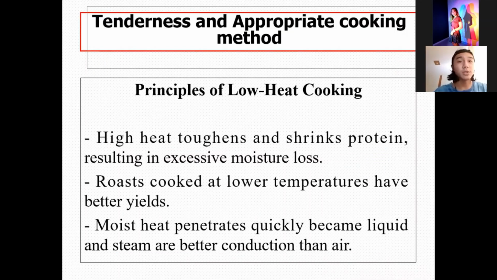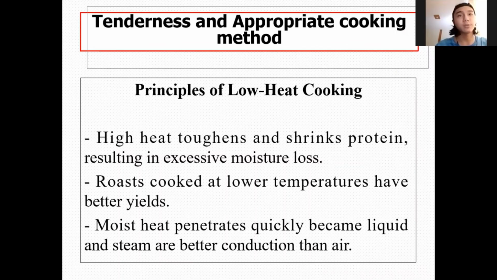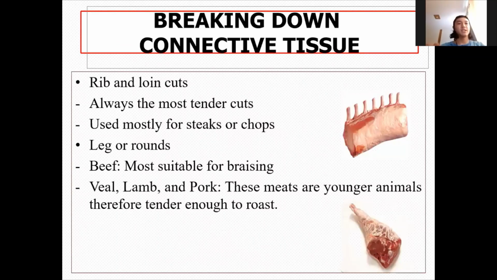Principles of low heat cooking. High heat cooking softens and shrinks protein, resulting in excessive moisture loss. Roasts cooked at lower temperature have better yield. Moist heat penetrates quickly because liquid and steam are better conductors than air. Next slide, please.